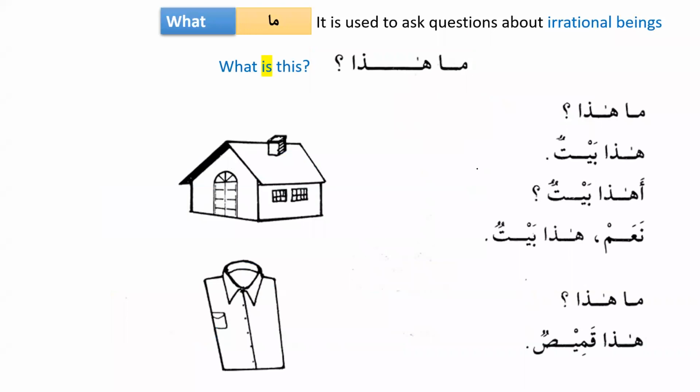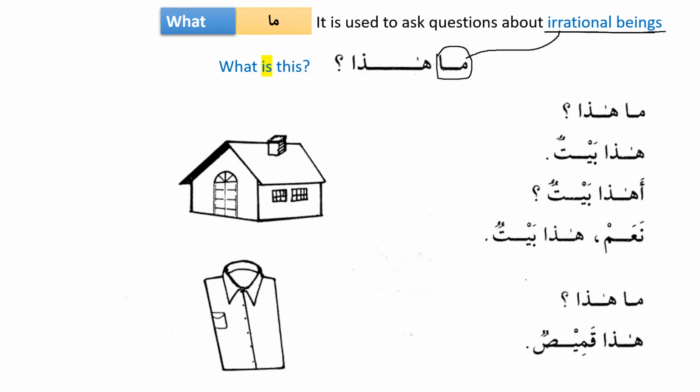Now we can see over here ma hada. We have seen that ma means what, and it is used to ask questions about what? About irrational beings. You remember irrational beings? Ghayru aqil. We use ma to ask questions about irrational beings, ghayru aqil. And we know that humans and angels and jinns are aqil, and the rest of the things are ghayru aqil, or irrational beings.